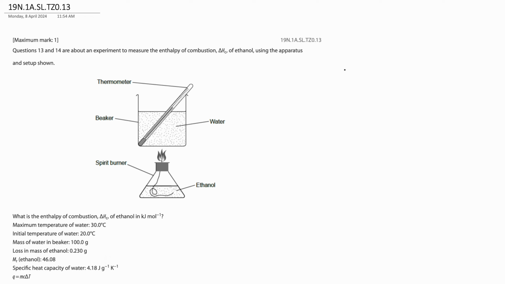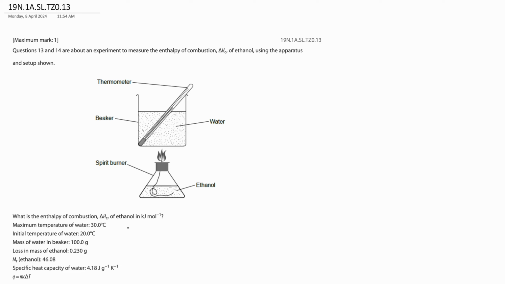Today we're going to be solving a problem from the IB Chemistry November 2019 examinations. This is a multiple choice SL question from paper 1A worth 1 mark. Let's get started. Here you have some diagram and it's asking us what is the enthalpy of combustion delta HC of ethanol in kilojoule per mole.